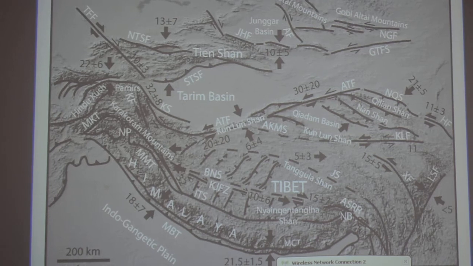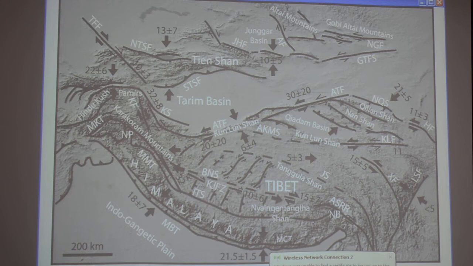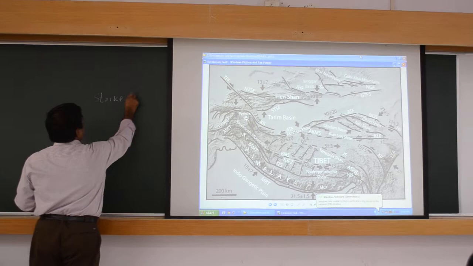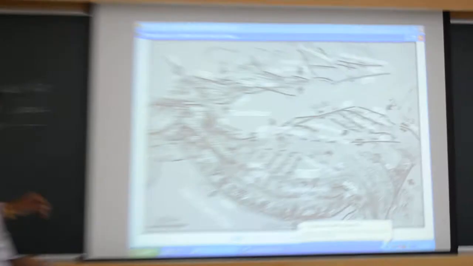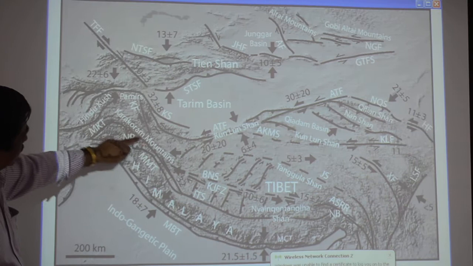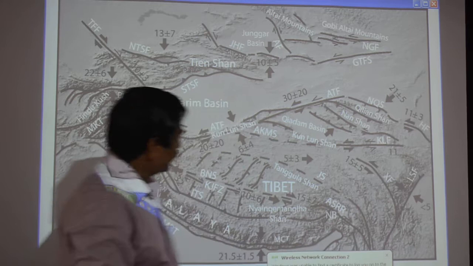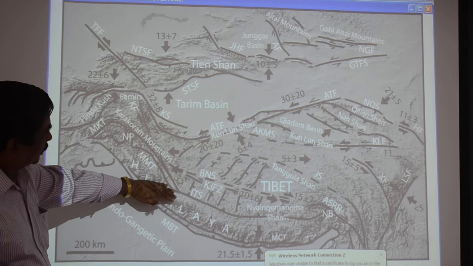Features map. The main purpose of showing this map to you is just in connection with this strike slip part. Now, which is the ITS? You see the ITS? Yes, it is. This one is the MBT, then MCT will come. Then ITS, that is the sequence.